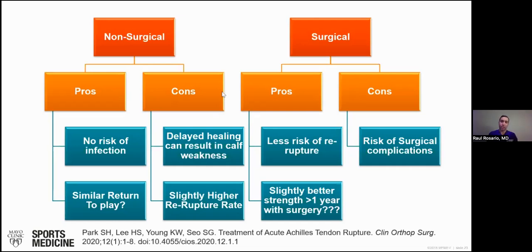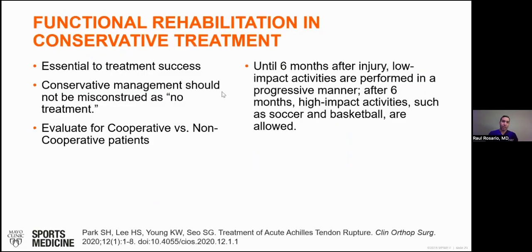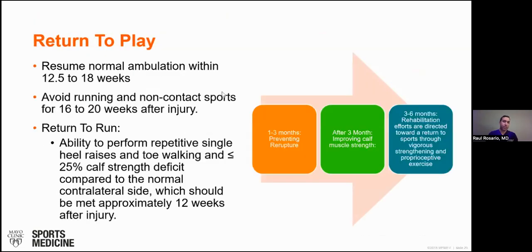Pros of the surgery are less risk of re-rupture and slightly better strength after 1 year, so in professional and high-level athletes, we prefer this option. But the con is that there's a risk of surgical complication. So in terms of the return to play after surgery, the patient will have normal ambulation between 3 to 4 months or 5 months. We avoid running and non-contact sport for 16 to 20 weeks, and then we do a gradual return to run.